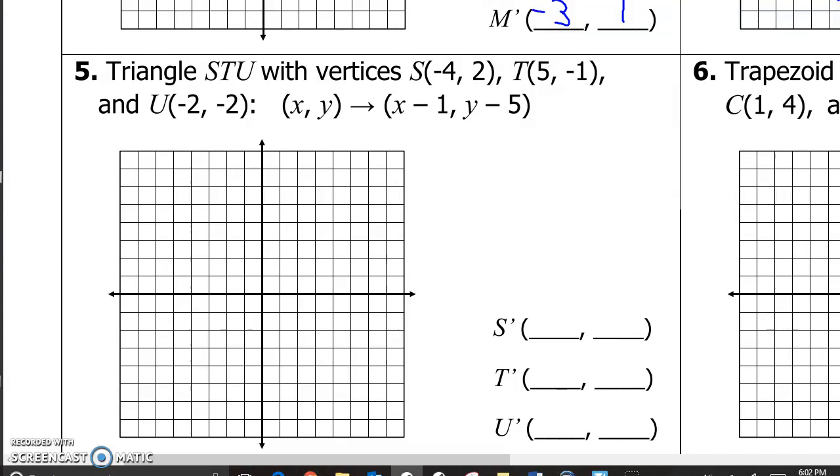Okay, so since this video is pretty much the same and I'm running out of time, you are going to finish these problems, checking your work with me and with my answer key, and then working on the practice problems for homework.